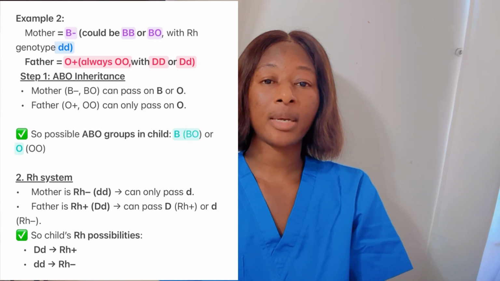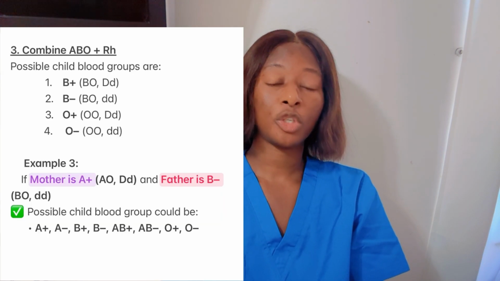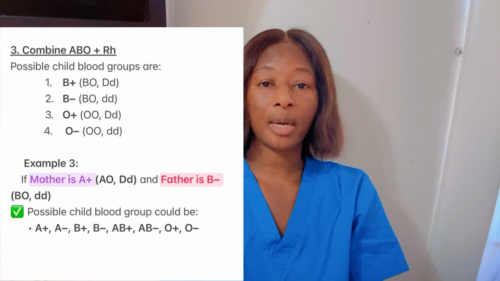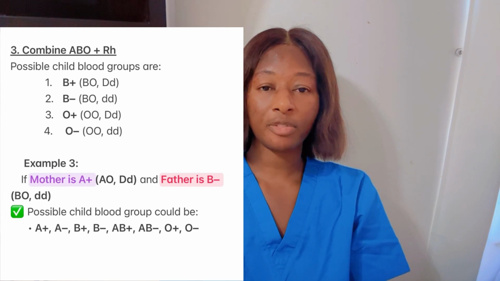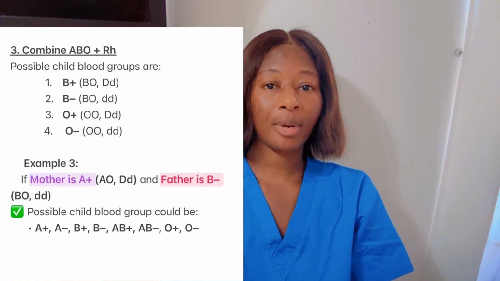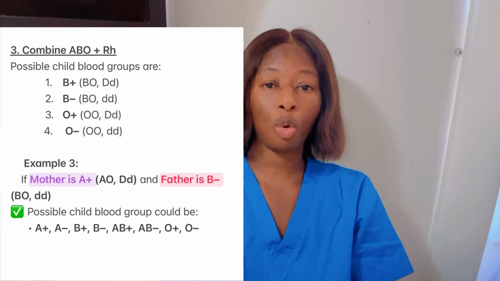And when we combine these two together, because the mother is B negative and the father is O positive, children from this family can either be blood group B positive, B negative, O positive, or O negative. Children from this family cannot have blood group type A, neither can they have blood group AB, because their parents are B negative and O positive.